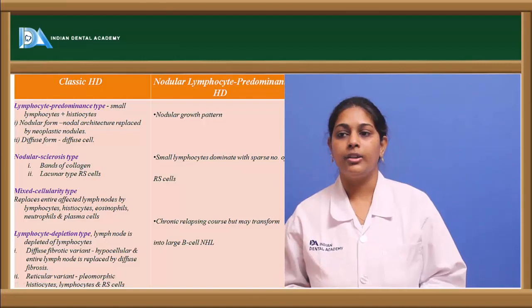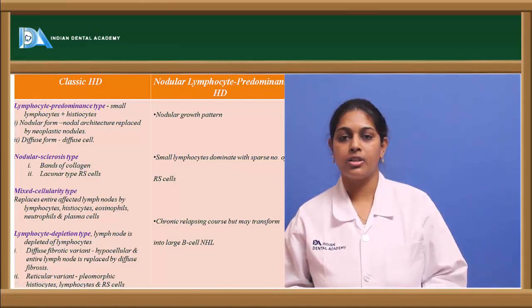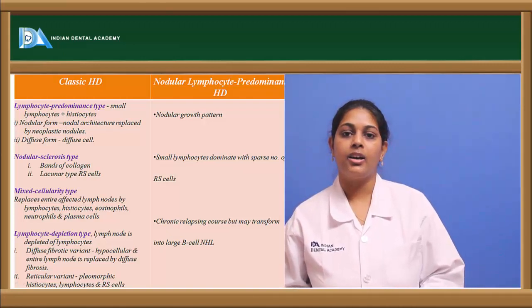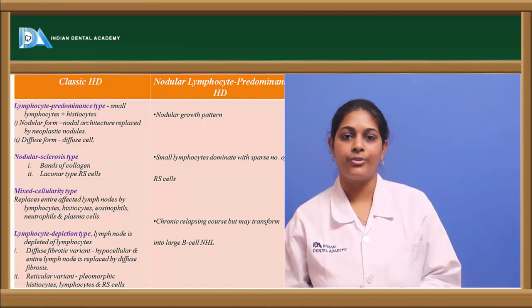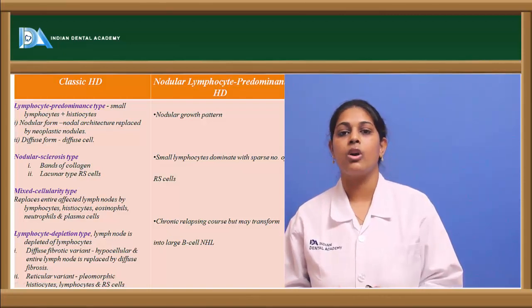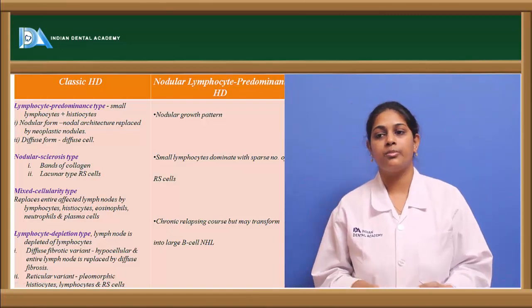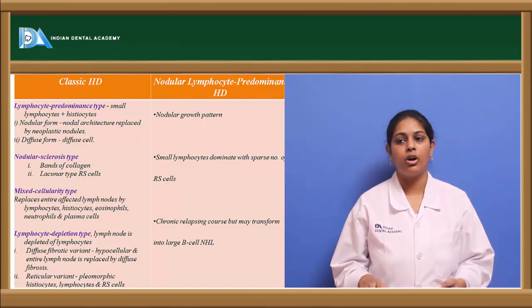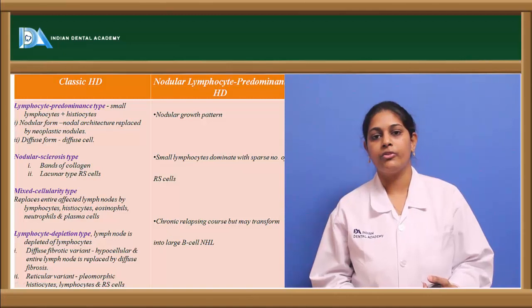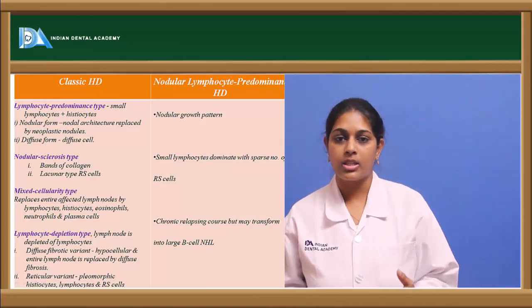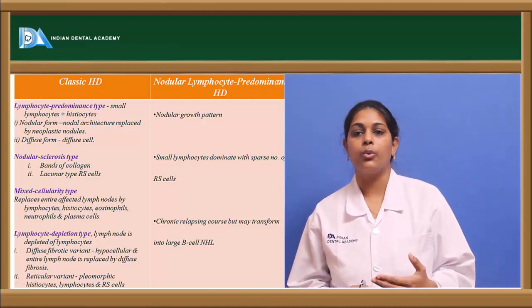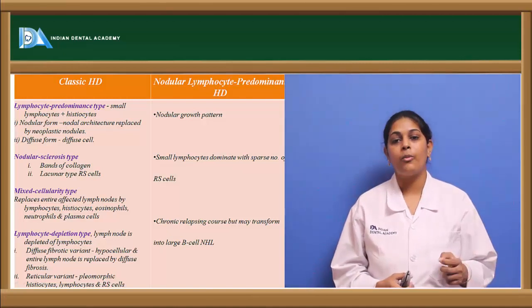That is, the lymph nodal structures cannot be seen. Rather, there's complete fibrosis. That is, the collagen fuses together, hyalinizes, and results in the formation of fibrosis. So this is what is observed in the lymphocyte depletion type and in the variant of diffuse fibrotic type. Coming to the next variant, it is the reticular variant, where we see the presence of pleomorphic histiocytes.